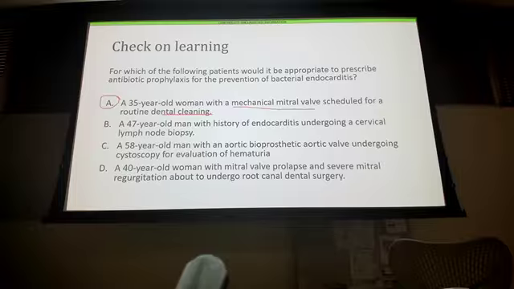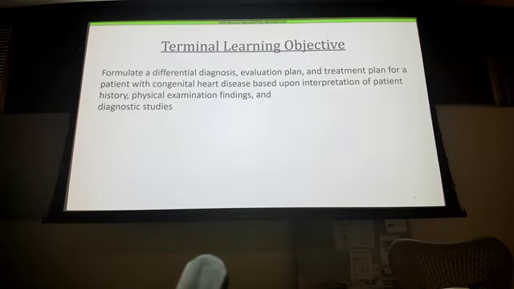And then 40-year-old woman with mitral valve prolapse and severe mitral regurgitation about to undergo root canal dental surgery. So that would be a high-risk procedure. However, she doesn't have a high-risk condition to warrant prophylactic antibiotics. Okay? Does that make sense why A is the correct answer? All right.